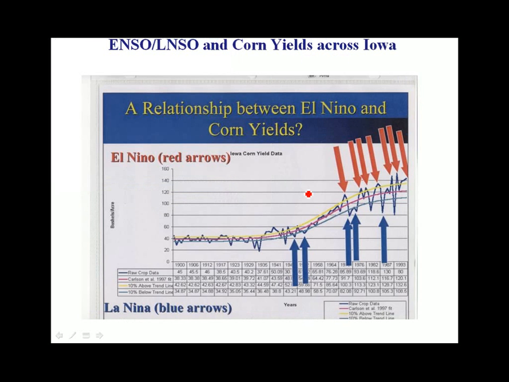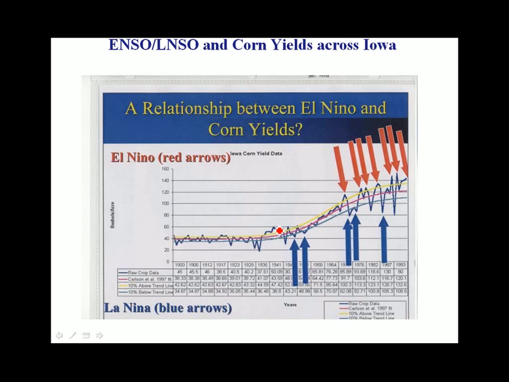Well, what we did here, and this looks a bit complicated, is we took the years from 1900 all the way up through 1993, and we looked at corn yields. This is bushels per acre of corn, and it's kind of difficult to see, but there are actually three lines here: a yellow line, a purple line, and then what looks like kind of a greenish line. And then you see this up and down. This is actually the raw data.